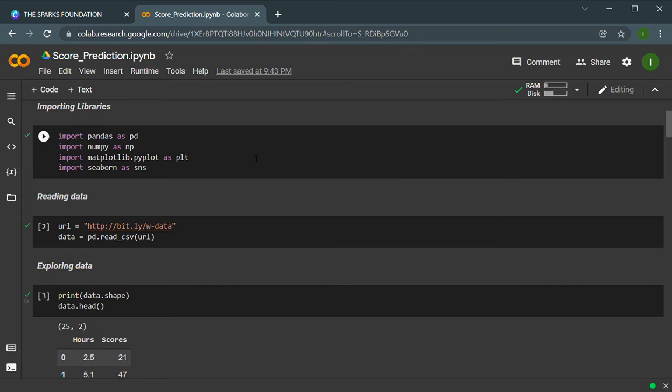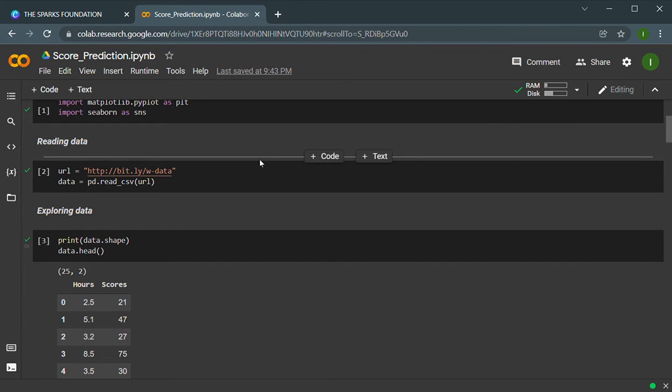Here, as you can see, I have imported a few libraries that I'll need to get the desired output. The libraries are Pandas, NumPy, Matplotlib, and Seaborn. The raw data to be used was imported from the mentioned URL.